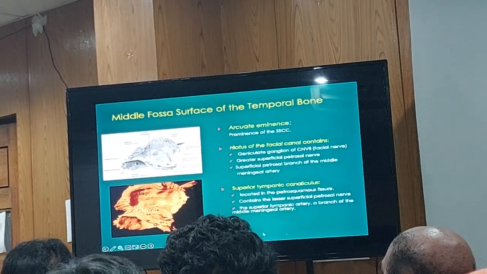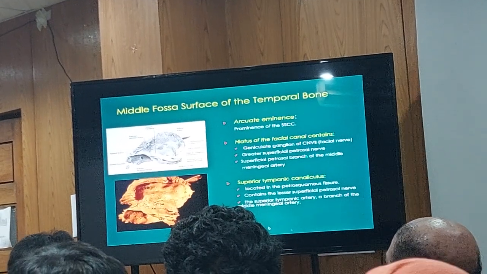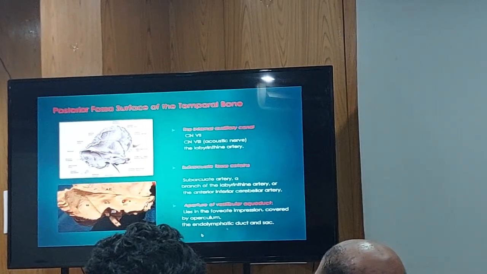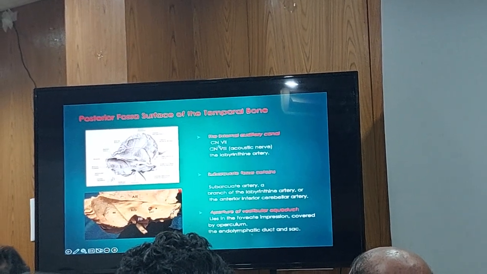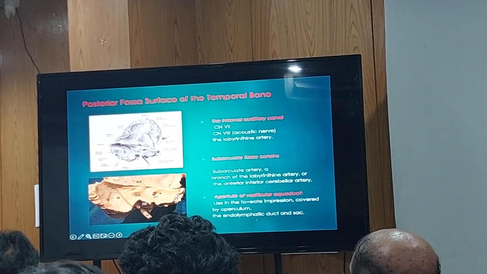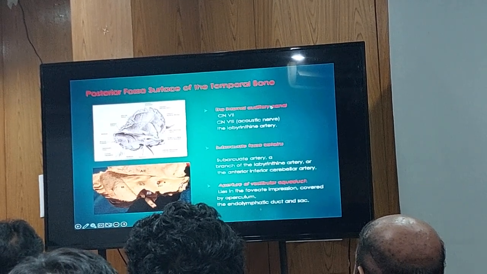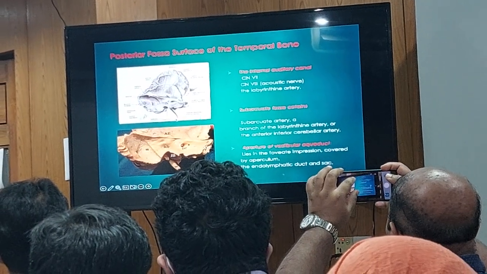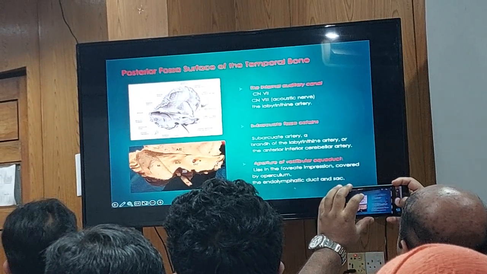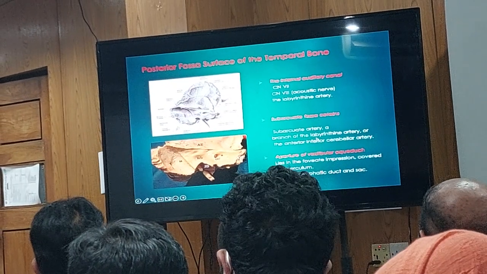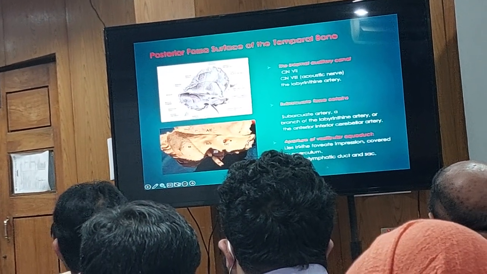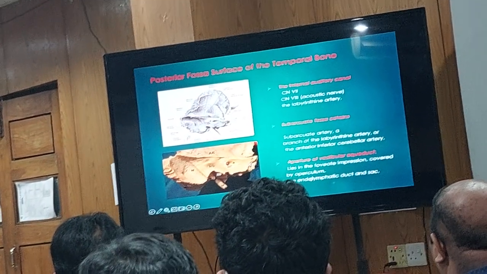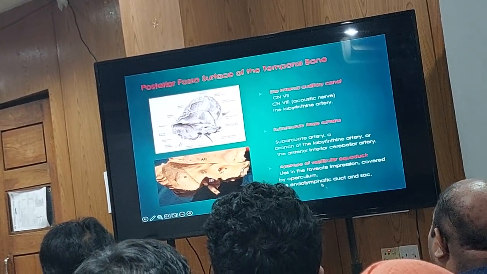In our surface anatomy and gross anatomy, we have learned these things at a variable part of our life, but in temporal bone dissection, we are now focused on some important components. Again, this is a very important component. You all know the posterior fossa, the internal acoustic canal, which transmits the facial nerve, vestibulocochlear nerve, and the labyrinthine artery. There is the important structure of the subarcuate fossa, which transmits the subarcuate artery, parts of the labyrinthine artery, and the aperture of the vestibular aqueduct lies in the fovea impressions covered by the operculum, and it houses the endolymphatic duct and sac.